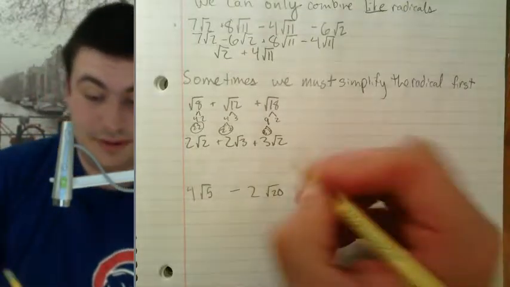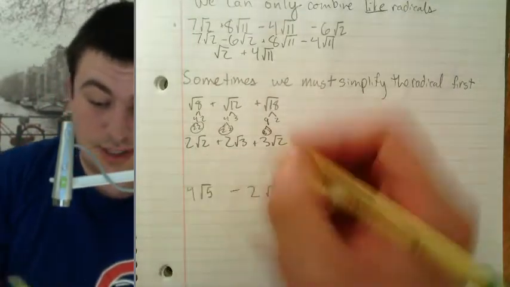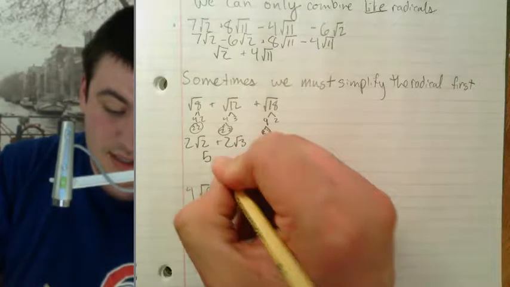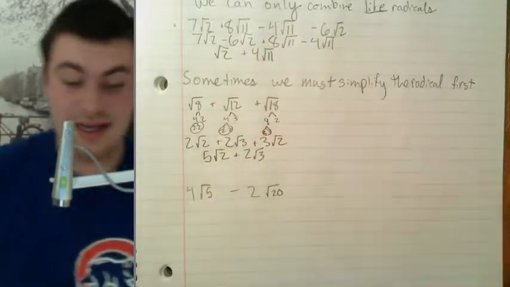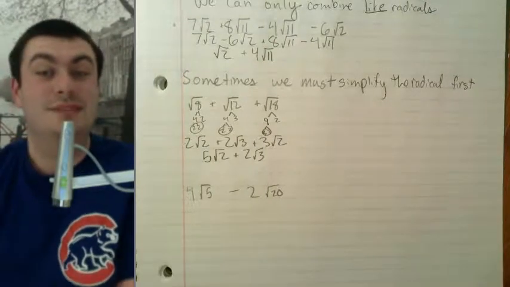Now, we can only combine like terms, so 2 plus 3, we get 5 times the square root of 2 plus 2 times the square root of 3, and it is okay that we have 2 terms left.